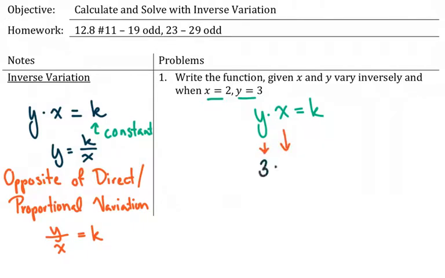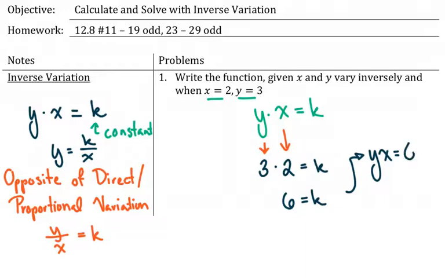y is equal to 3, times 2 is equal to k. So now we realize that 6 is equal to k. Since we leave the x and y as they are, our function then is xy, or yx. Don't know why I wrote it in that opposite order. Now we're left with yx is equal to 6, which would be a lovely way to write it, but if you wanted to use the other way, you could also say y is equal to 6 over x, using either one of these two formats.